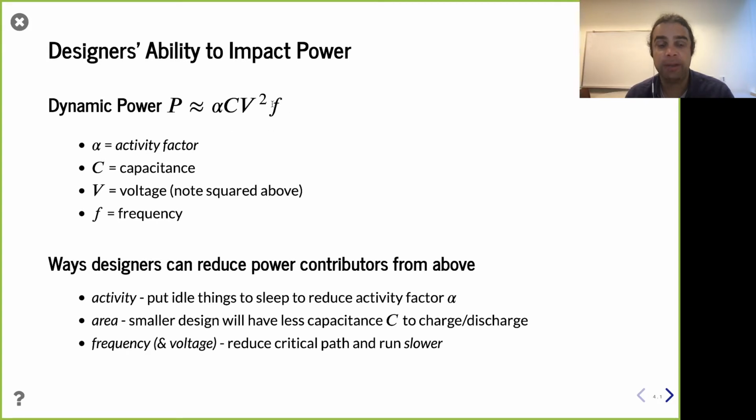Frequency is the clock rate. We're used to that, right? But realize that not every transistor or logic gate changes every clock cycle. To account for that, there's this activity factor, which is, on average, how often does it change, right?